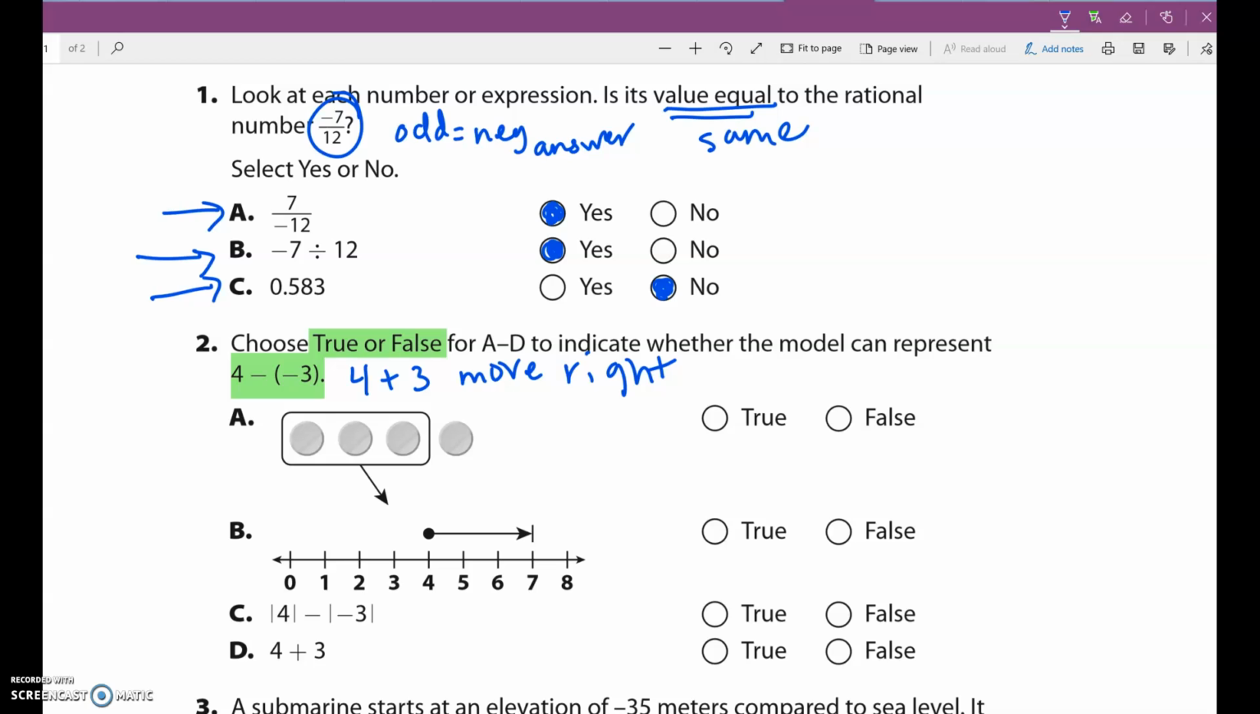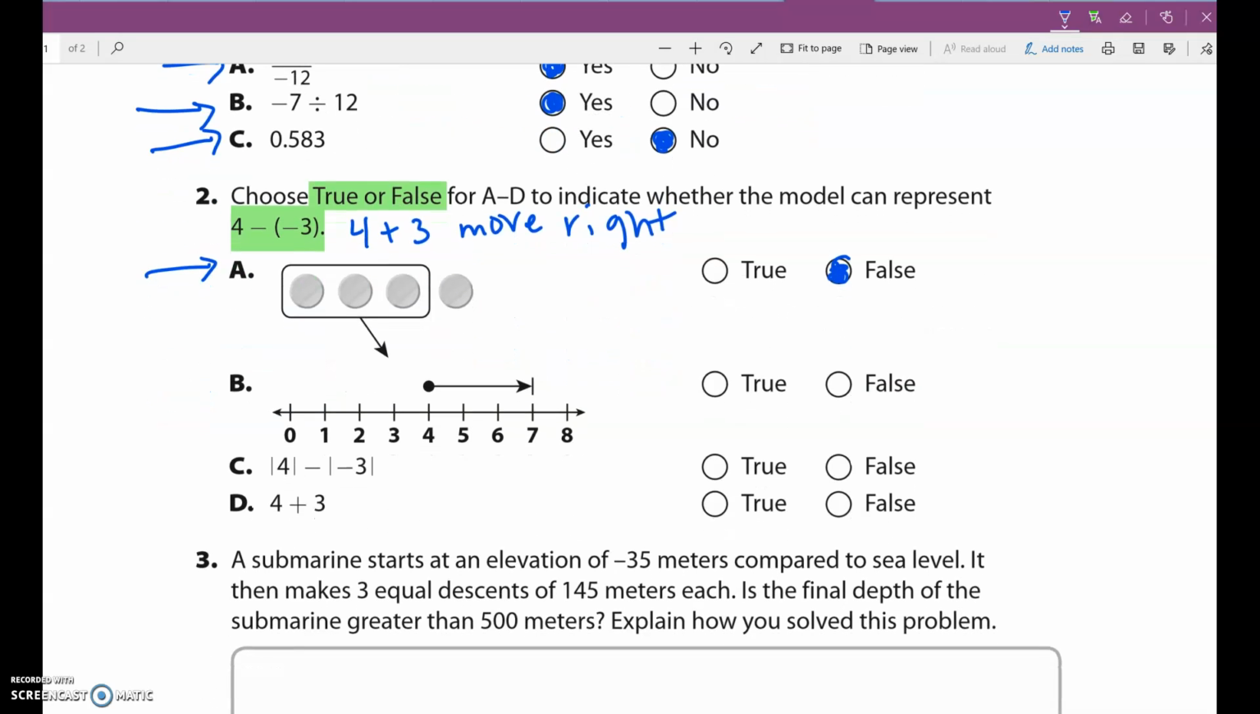And take a look at A. Do you see 4 plus 3? Look at B. Do you see 4 plus 3, and what's our answer?